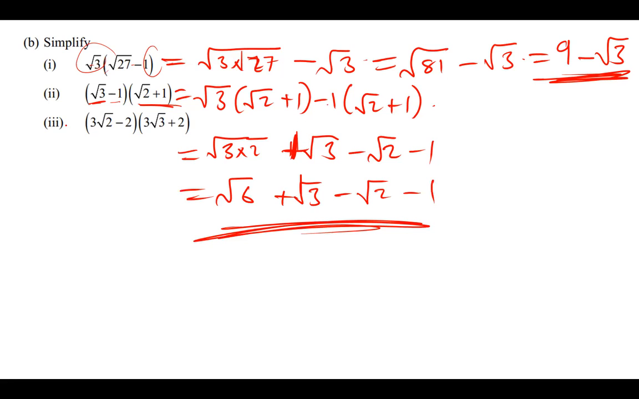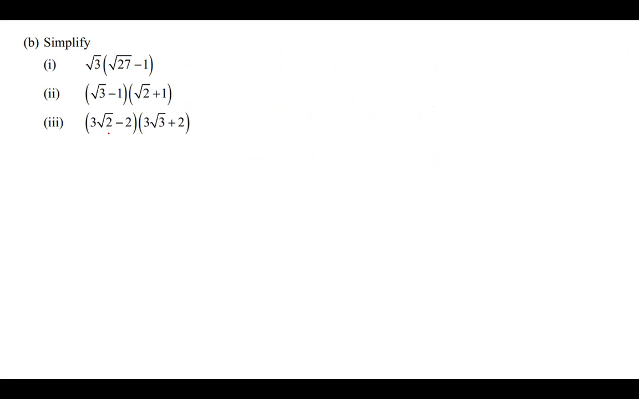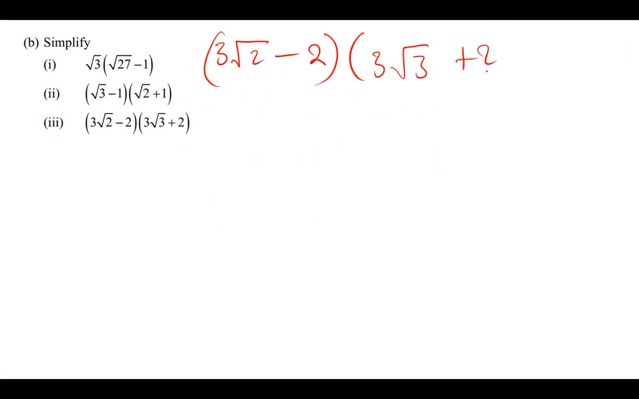So we do the last one here, which is this one. This one is 3 root 2 minus 2, then we have 3 root 3 plus 2. So this part times that part. It's just the same as saying 3 times 3, we get 9.